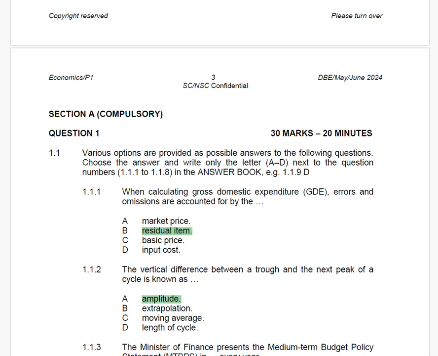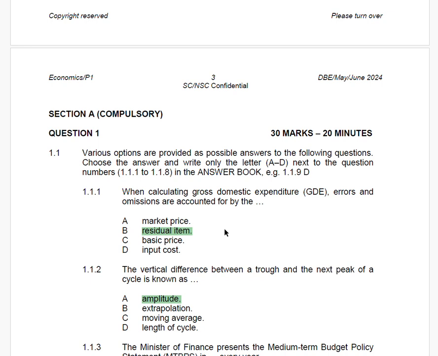So question 1 has 8 questions, 1.1.1 to 1.1.8, and we will go through all 8 questions. Now let us read what 1.1 says. The various options were provided as possible answers to the following questions. Choose the answer and write only the letter A to D next to the question numbers 1.1.1 to 1.1.8. And then they've made an example to say if you are saying the answer is D, then next to 1.1.9, you have D.